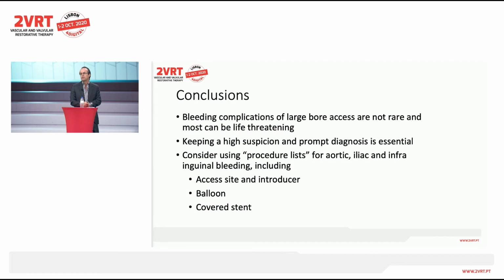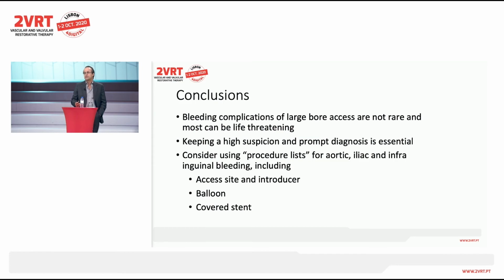So in conclusion, to keep it fast, bleeding complications are not rare, and most can be life-threatening, so it's a serious problem. I really think that keeping a high degree of suspicion is very important, because if you don't suspect, when the patient gets unstable, has a pain in his back, in his shoulder, whatever, you don't think about bleeding, you may diagnose it too late. So keep a high degree of suspicion. In doubt, make an angio. It's okay, you wasted contrast, but you're much more relaxed from then on.